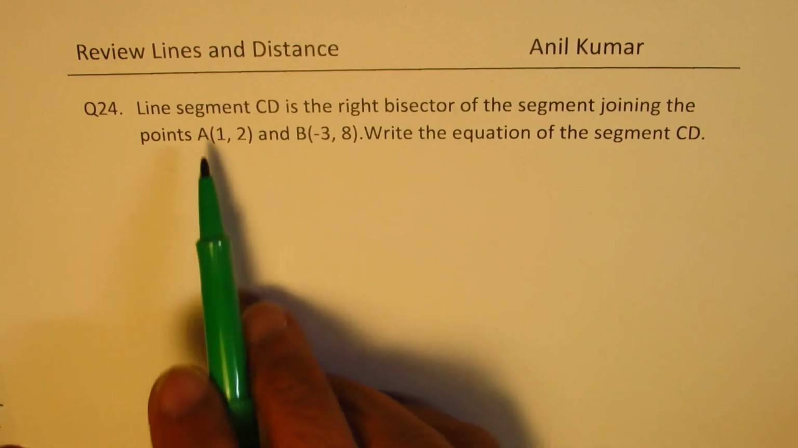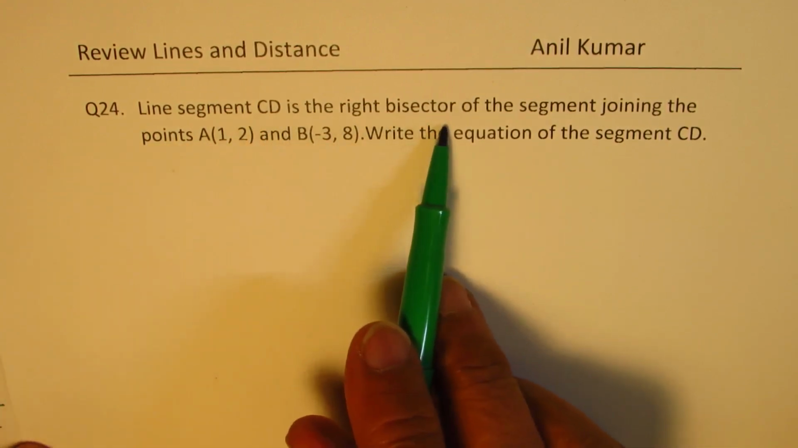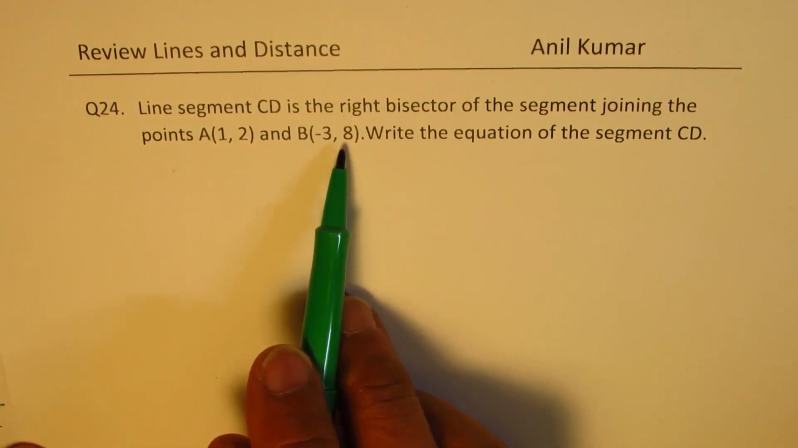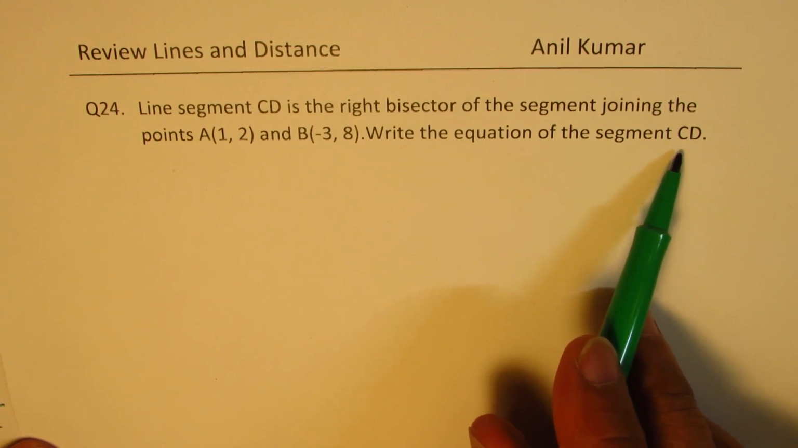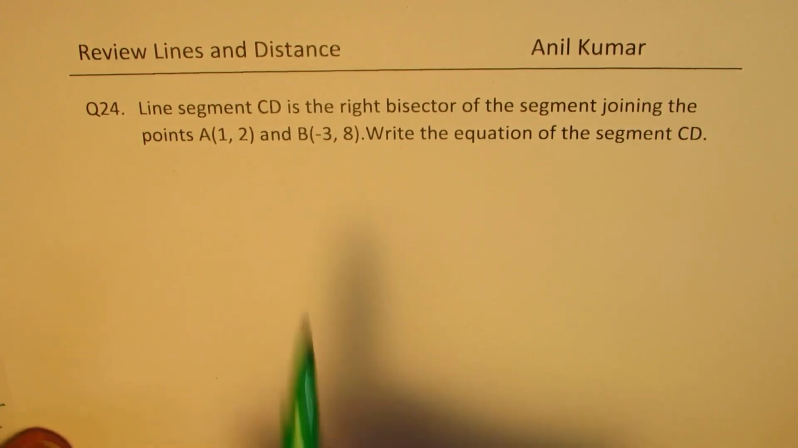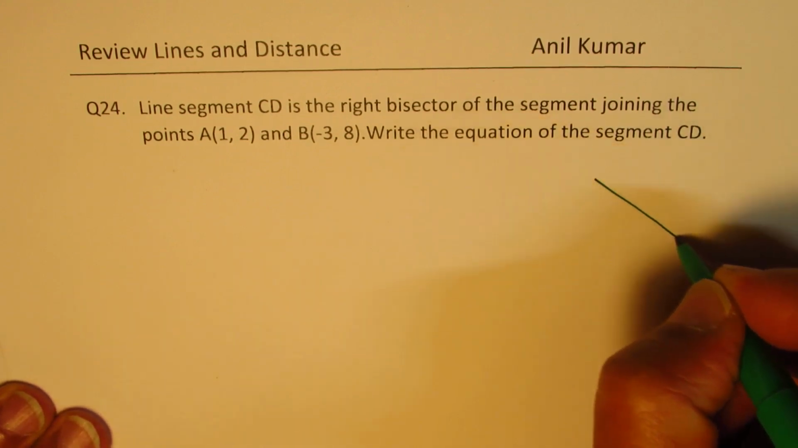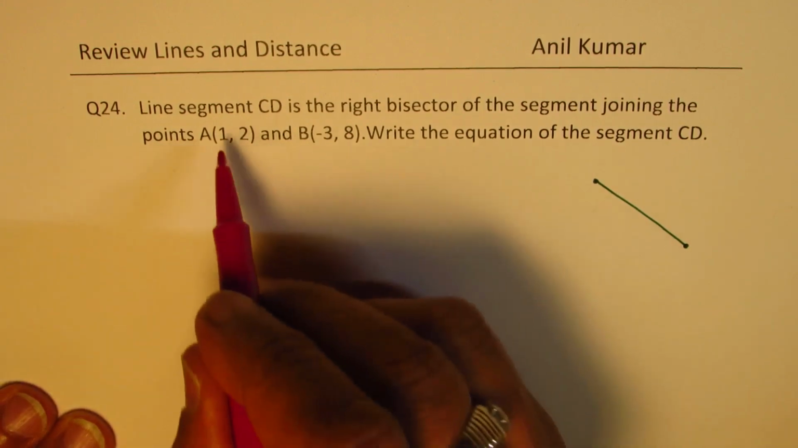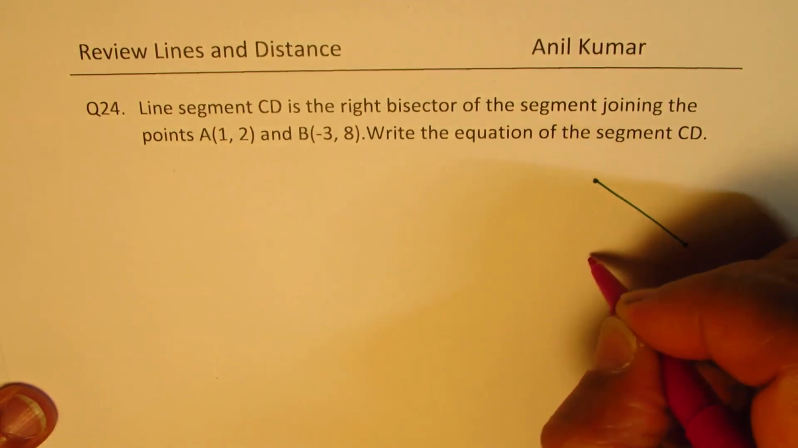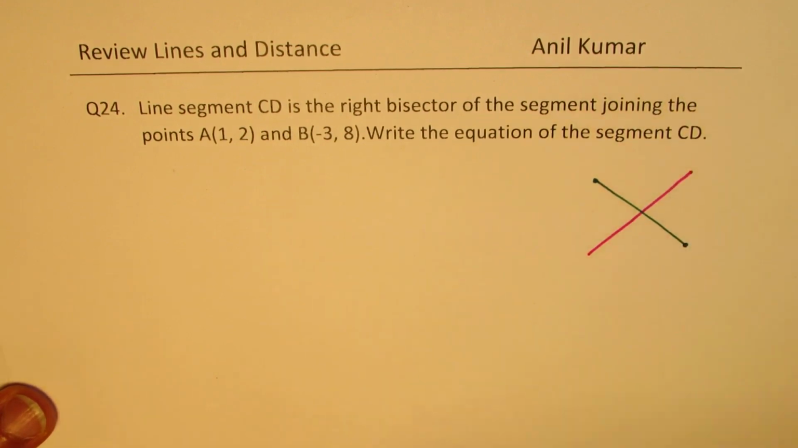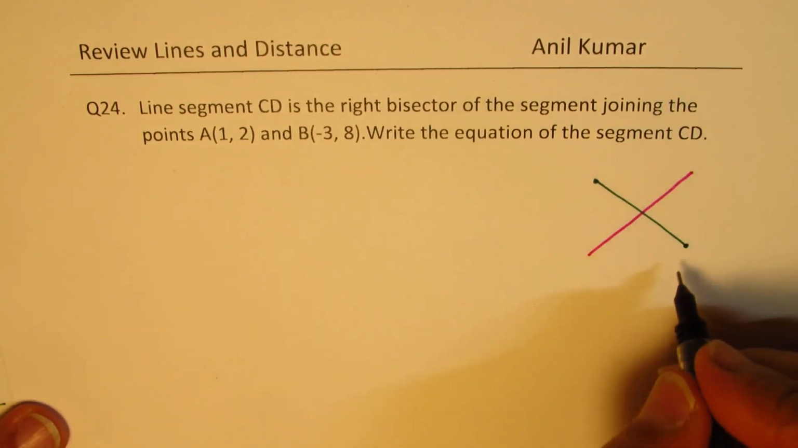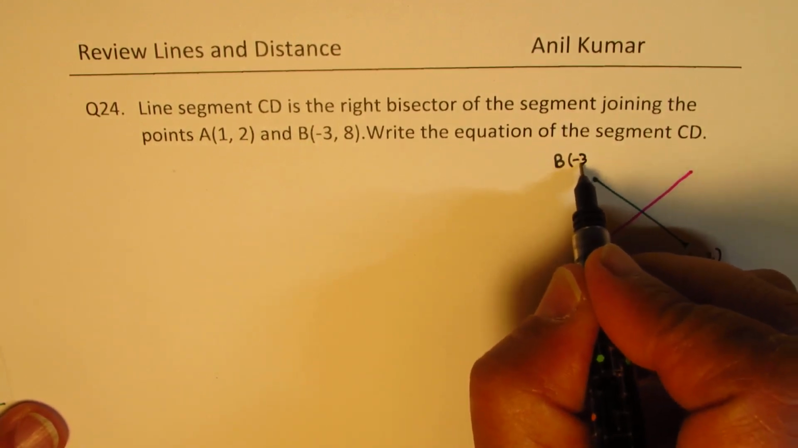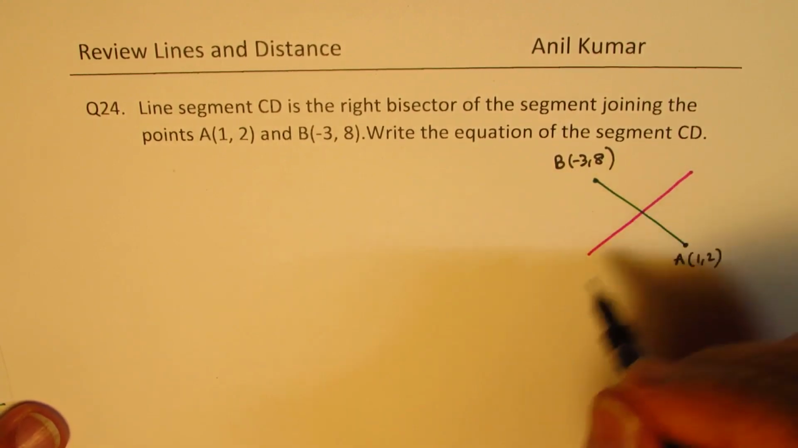Question 24 is, the line segment CD is the right bisector of the segment joining A (1, 2) and B (-3, 8). Write the equation of the segment CD. Okay, so we have a line here. Let's say AB is our line. Let me just draw here AB. And we have line segment CD, which is the right bisector. Means it goes through the center, correct? Something like this. So what we are given here is, let's say this is the point A, which is (1, 2). And this is the point B, which is (-3, 8). And this is CD. Okay.